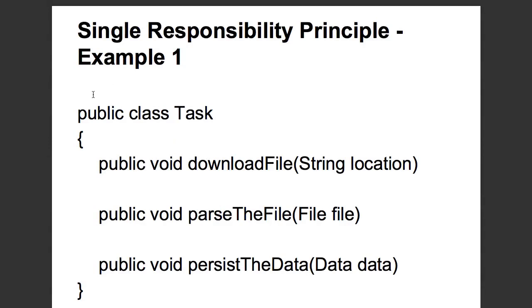Look at this specific class, public class task: download file, parse the file, persist the data. If you look at this specific class, is it adhering to the single responsibility principle? Nope, because it's doing a lot of different things. It's downloading the file, parsing the file, and persisting the data. It's talking to the internet and downloading something, it's parsing something, it has logic to save some data to the database. So that's a lot of different responsibilities that this specific class has, and that's not adhering to single responsibility principle.